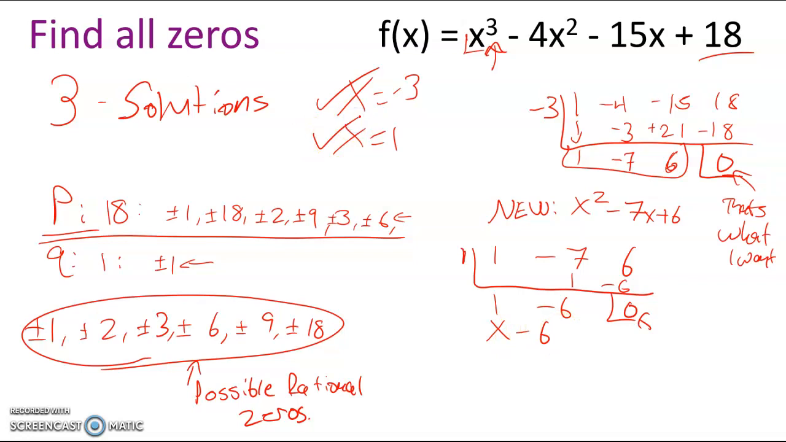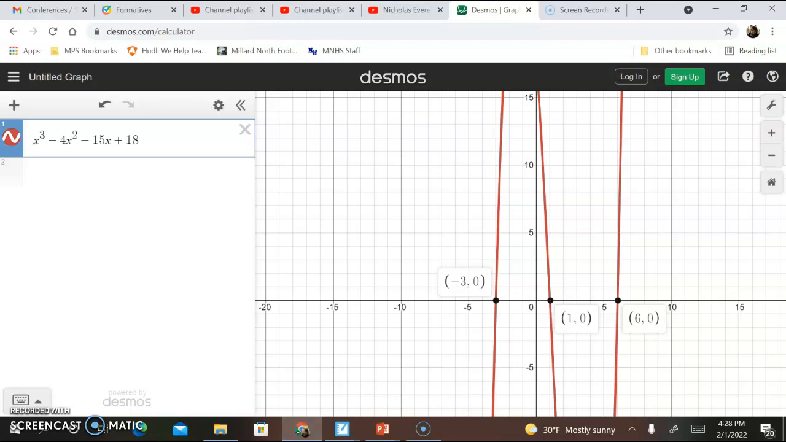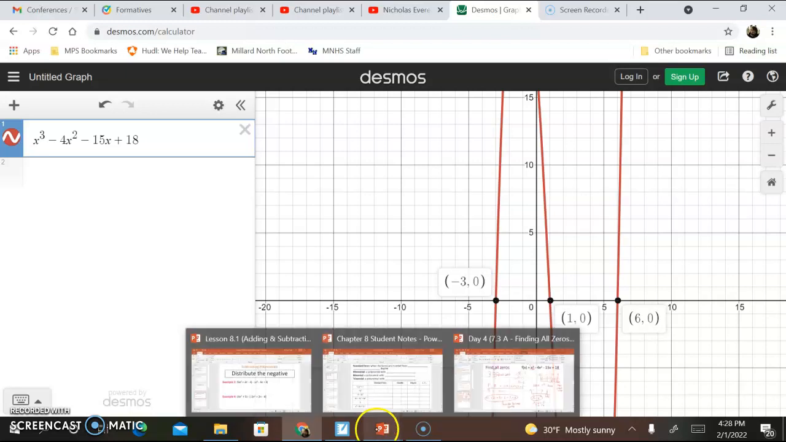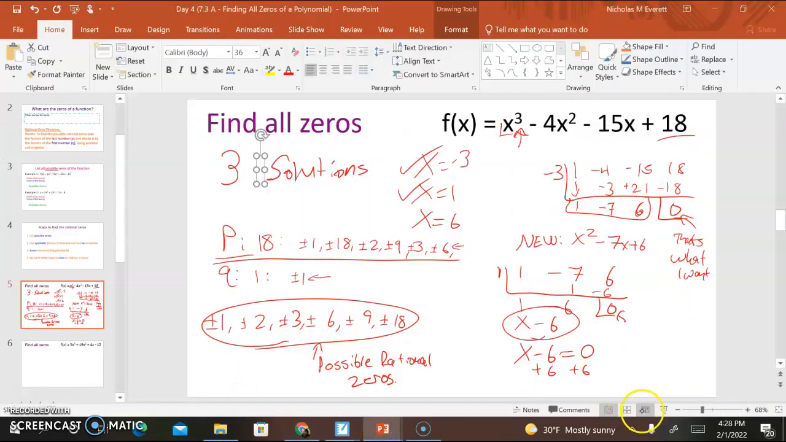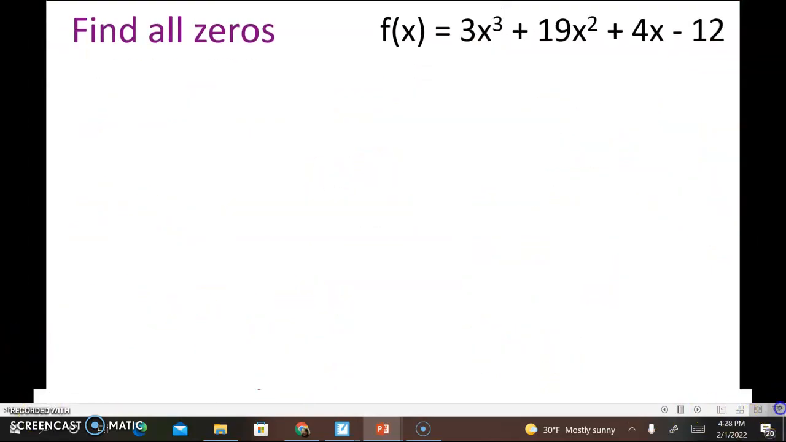So not only did I confirm that x equals 1 is a solution, now I can use this last one to solve. I got x minus 6, and all I need to do to get my last solution is set it equal to 0. If I do that, I should get x equals 6. And if I look at my graphing calculator, hey, look at that, I have an x-intercept of 6 right there. So I confirm that x equals 6 is one of my solutions.